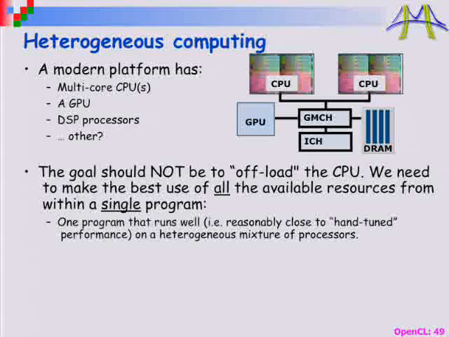So the starting point is heterogeneous computing. Modern platforms have some number of CPUs, some number of GPUs, and possibly other weird things like DSP processors or cell processors. And the goal is certainly not to offload work from the CPU to the GPU. That's not the right way to think about GPU programming, even in the context of Cuda. Really, the best way to use modern platforms is to try to use everything. Use the CPUs for the things they're best at, use the GPUs for the things they're best at. So every program should take advantage of all the computational resources it needs.